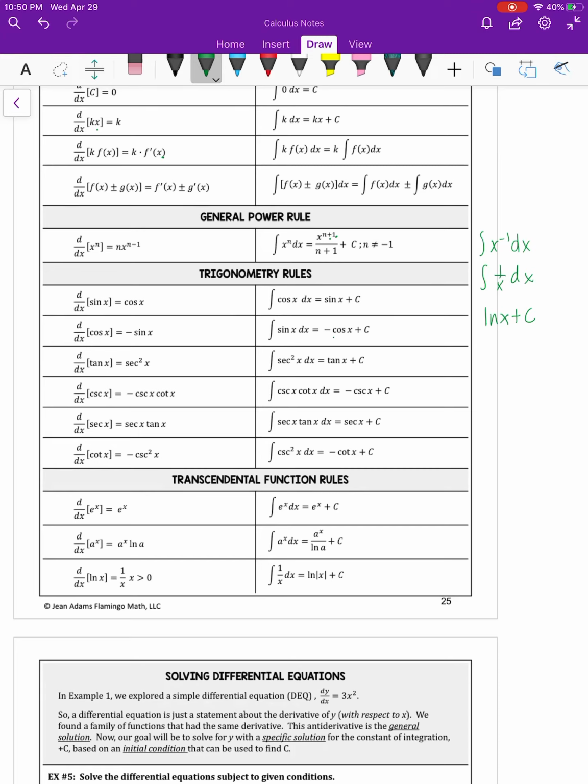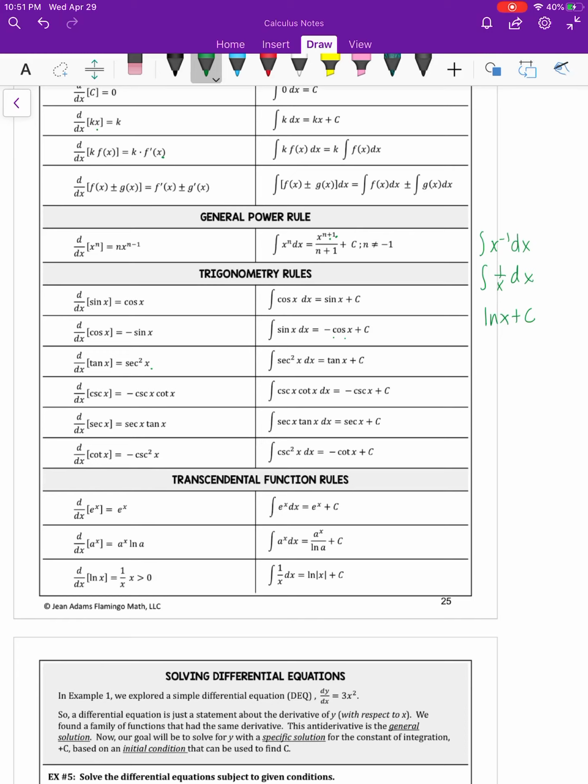Derivative of sine is cosine, so integral of cosine is sine x plus c. Derivative of cosine is negative sine. Integral of sine is negative cosine plus c. Derivative of tangent is secant squared x. The integral of secant squared x dx is tangent x plus c.